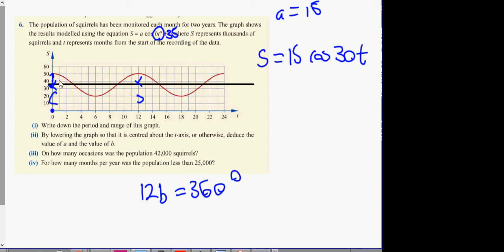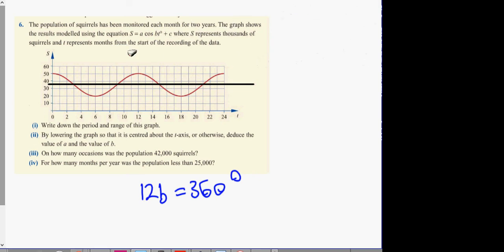On how many occasions was the population 42,000 squirrels? So what we do here is we can mark out 42 on the graph as best we can. And how many times? 1, 2, 3, 4. 4 times. For how many months per year was the population less than 25,000? Okay, so less than 25,000. So this time we're going to go to 25,000, which is here.